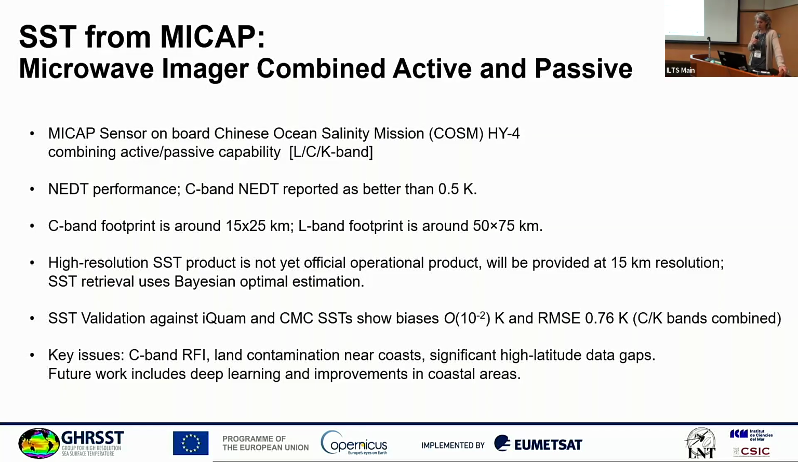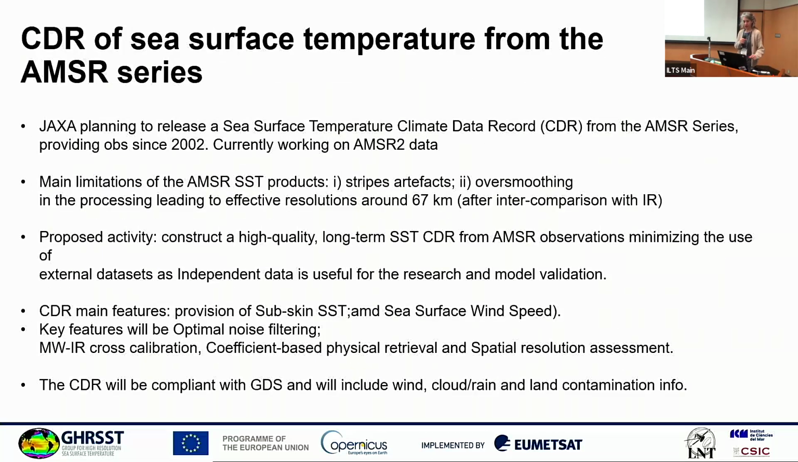The SST retrieval uses a Bayesian optimal estimation. There has been a validation against IQUAM and CMC SSTs that show biases in the order of 2 decimals and RMSE around 0.76 degrees. Some key issues have been identified with respect to the C-band RFI, land contamination near the coast, and significant high latitude data gaps, and the future work will include deep learning and improvements in coastal areas.